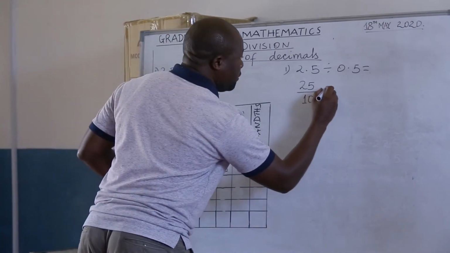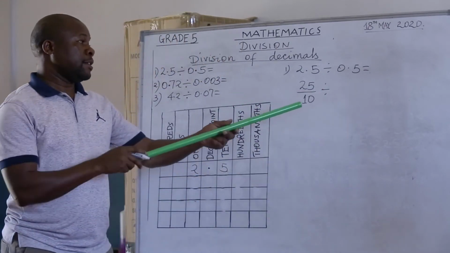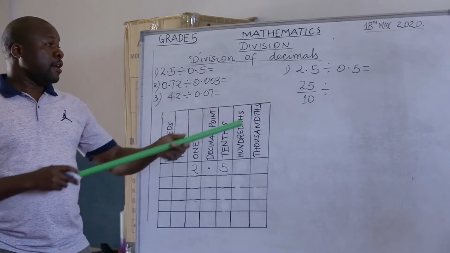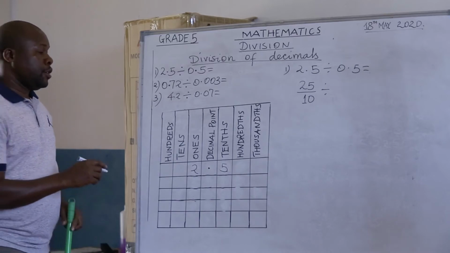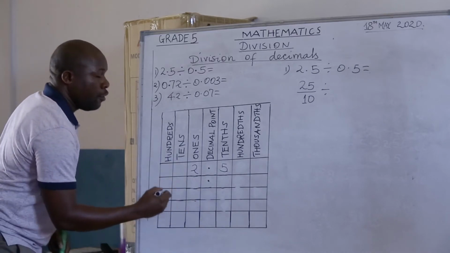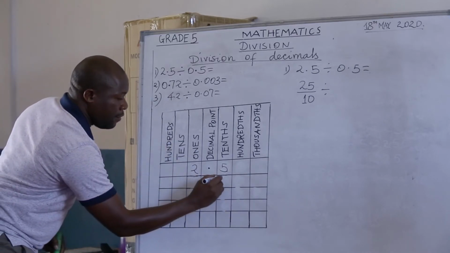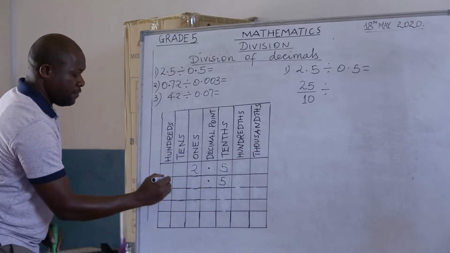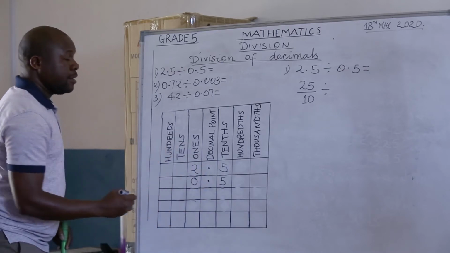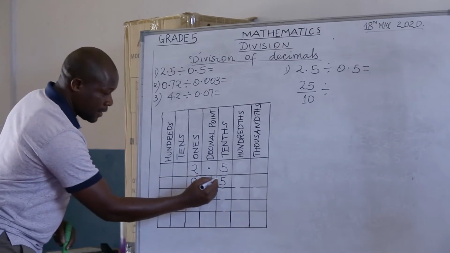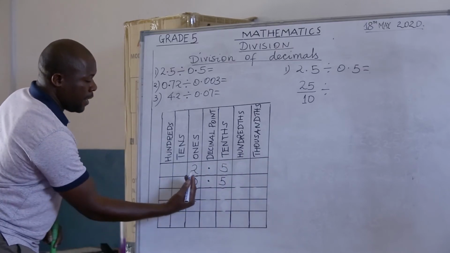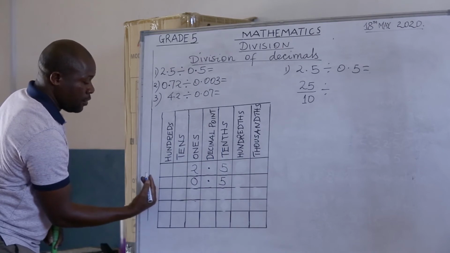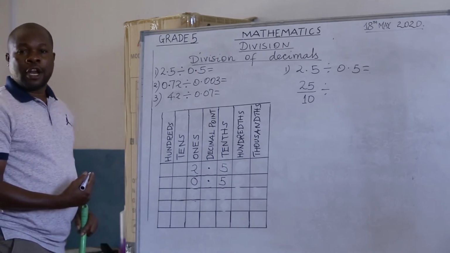Let us do the same to this one here. Take that number and insert it in the place value chart. Decimal point. On the right-hand side, there is number 5. Then on the left-hand side, there is number 0. On the right-hand side of the place value chart, there are the decimal numbers. On the left-hand side, there are whole numbers.